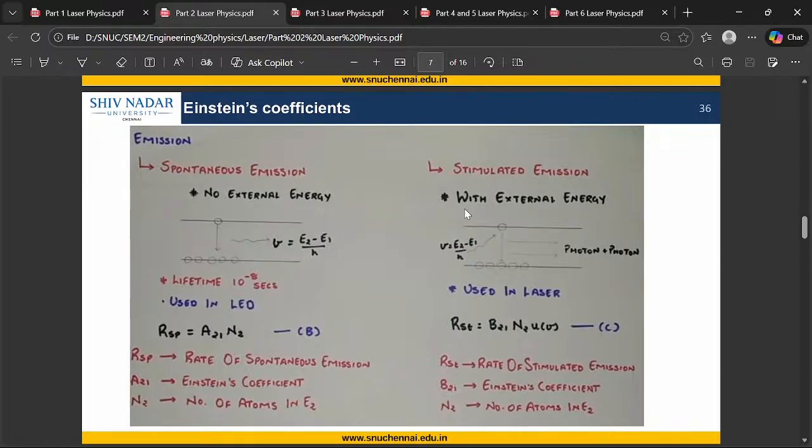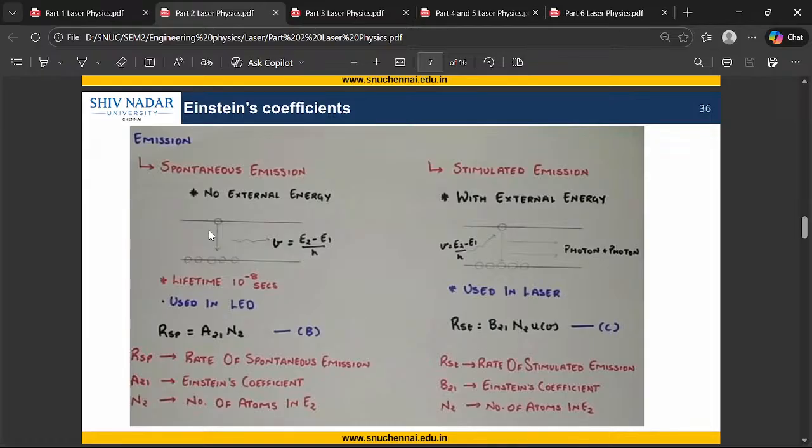This happens when no external energy is given to the atom. Here the lifetime is 10 to the power minus 8 seconds. It is basically used in LEDs to emit light. As you can see, the electron going from E2 to E1 gives a frequency mu, which is equal to E2 minus E1 divided by h. That is the energy formula, basically.